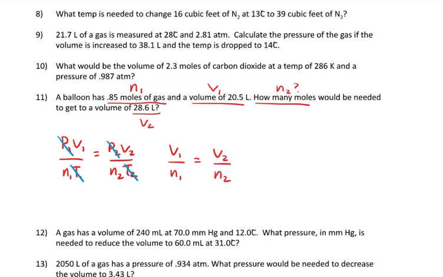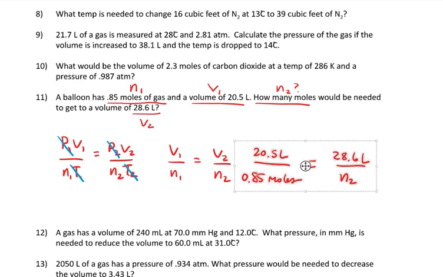What are we solving for? N2, right? You can get N2 by itself in advance if you'd like. I think with four variables like this one, it's probably not quite as challenging if you just put the numbers in and then move them around, but it's up to you. You can go either way. My V1 is 20.5 liters. My N1 is 0.85 moles. My V2 is 28.6 liters. My N2 is what we're looking for. Okay, so there's my equation to solve.